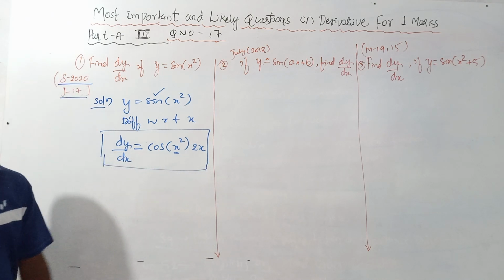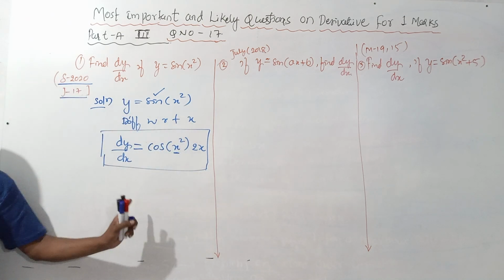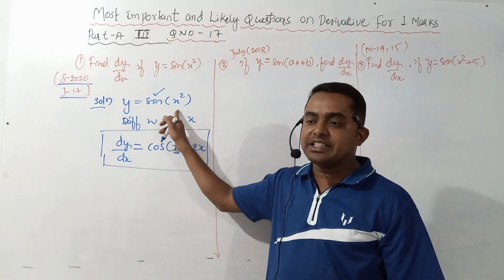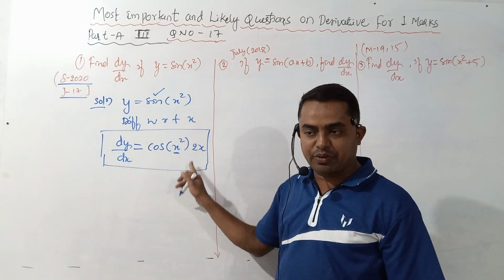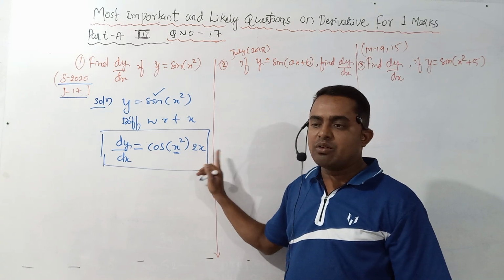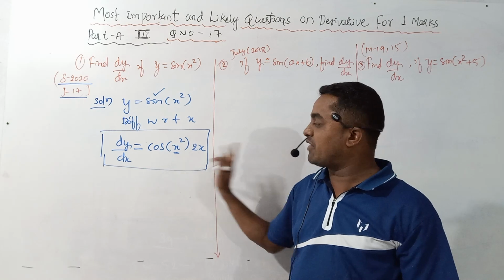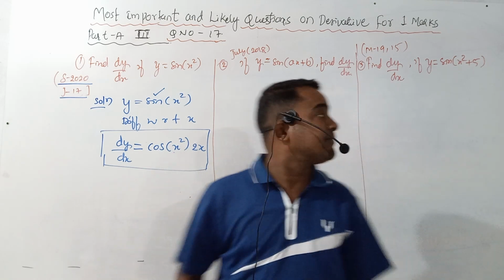Yes, it's very simple. Derivative of y is what? dy by dx. Derivative of sine is what? Cos x square as it is. Then derivative of x square is 2x. Derivative of x is what? 1. 1 into 2x is what? 2x. So that one we are not writing here. So this is the final answer.